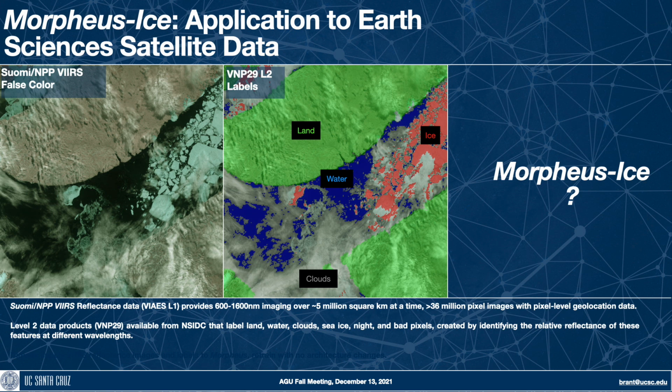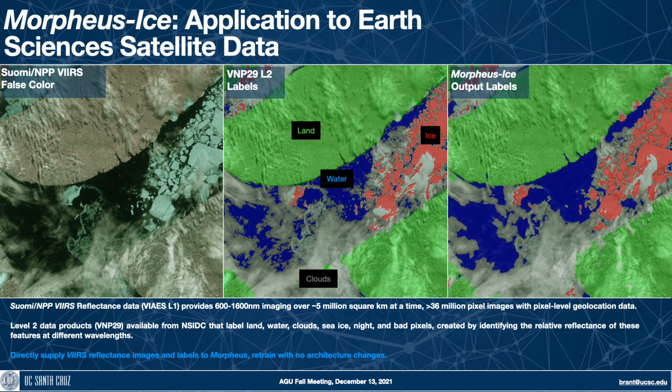Given these data and labels, can we train Morpheus to perform classification of these images? How well does Morpheus do? Here on the right panel, we show the results of training Morpheus to reproduce the pixel-level labels provided by the Level 2 VIIRS data products. Morpheus achieves about 90% accuracy at the pixel level in classifying pixels containing ice. This provides a powerful new technique for the automated monitoring of ice coverage on Earth from satellite imagery.